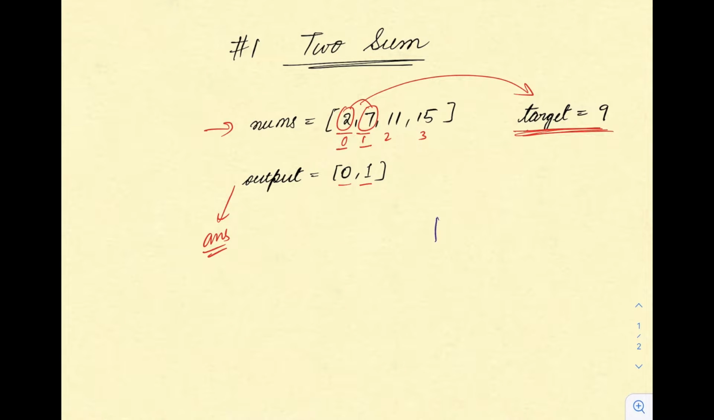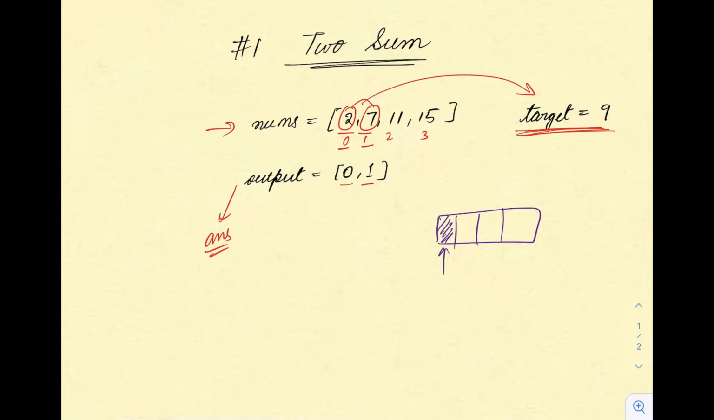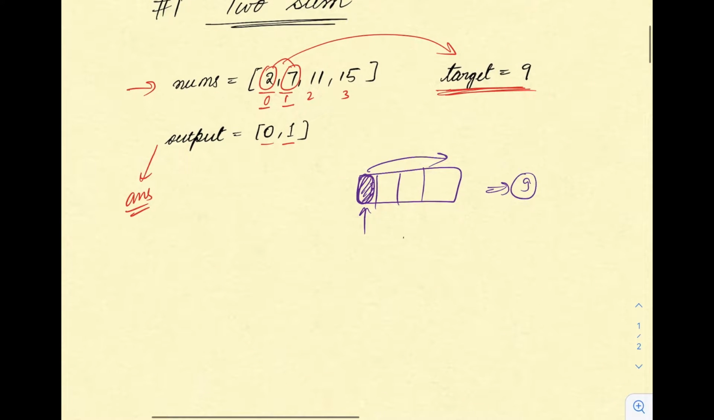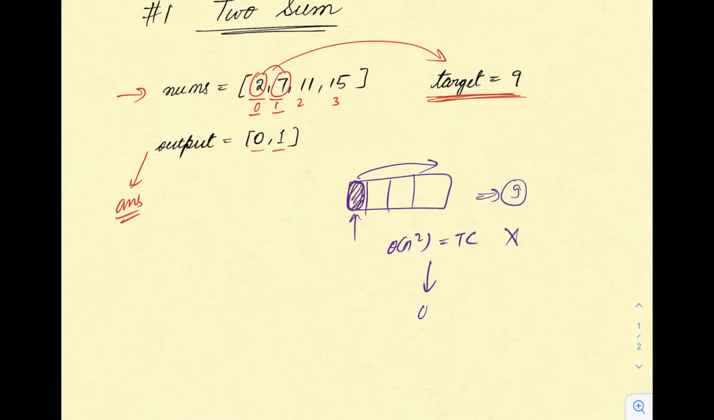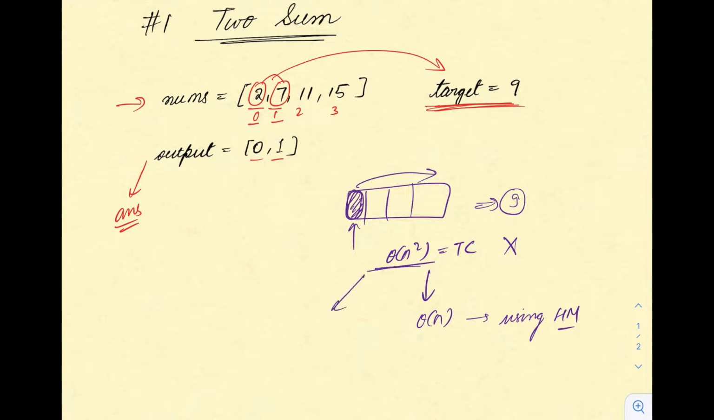One way to solve this problem is to pick an array element, and keeping that element constant, we traverse the other part of the array and try to find its counterpart, and where we find it we return both indices. But to do that it will require O of n square time complexity, right? And we don't want that. We want an approach which is more optimized. So in this video we are going to see how we can reduce this time complexity from O of n square to O of n using a HashMap.